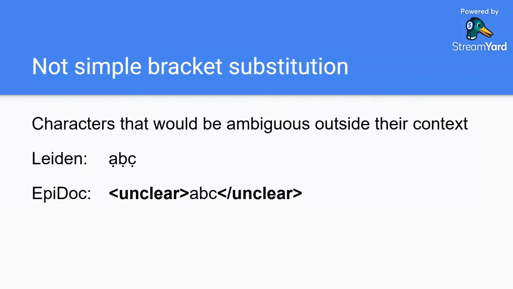We have one underdot per letter in Leiden, but we have one unclear per span rather than one per letter in EpiDoc. It's also worth noting that unclear means something very slightly different in EpiDoc. It means something slightly more concrete in EpiDoc than in TEI, where unclear can also mean that this is unclear because we don't fully understand it. Unclear in EpiDoc specifically means damaged and therefore ambiguous outside of their context.